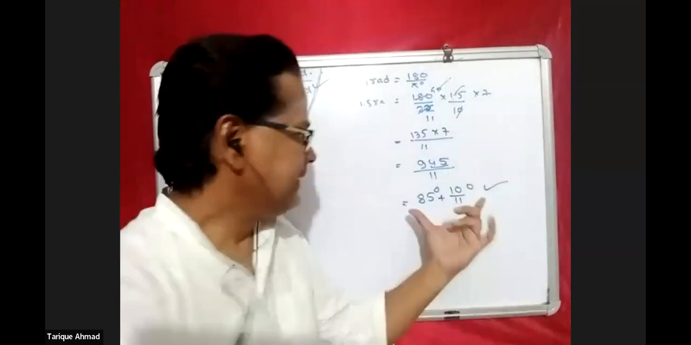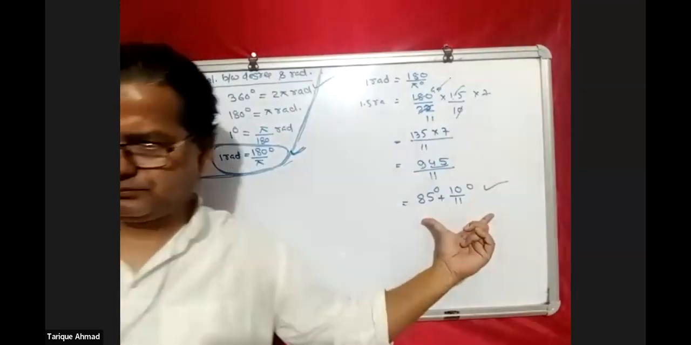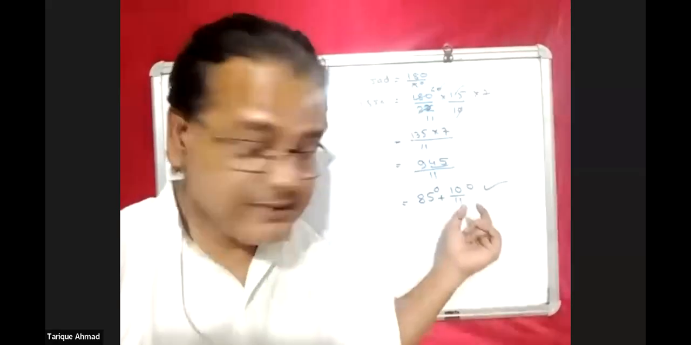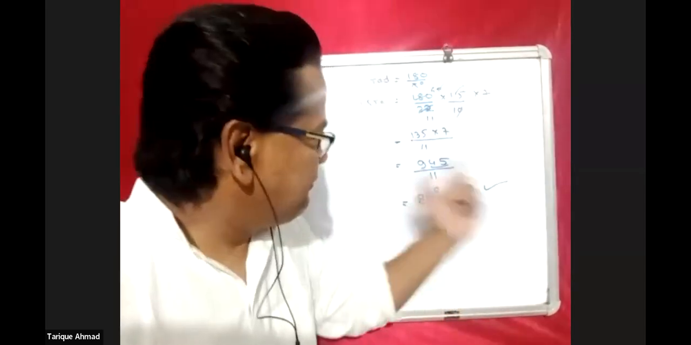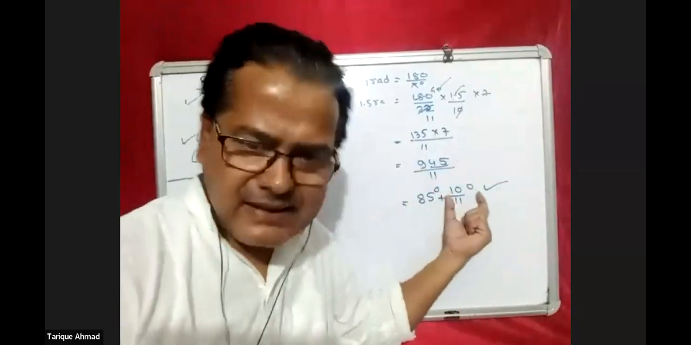Tell me, is it okay? Also, shouldn't it be in minutes? Yeah, 10 by 11. Right now, I have not written it in minutes. I'm coming to that. I have divided, and 85 degree and then something is there.